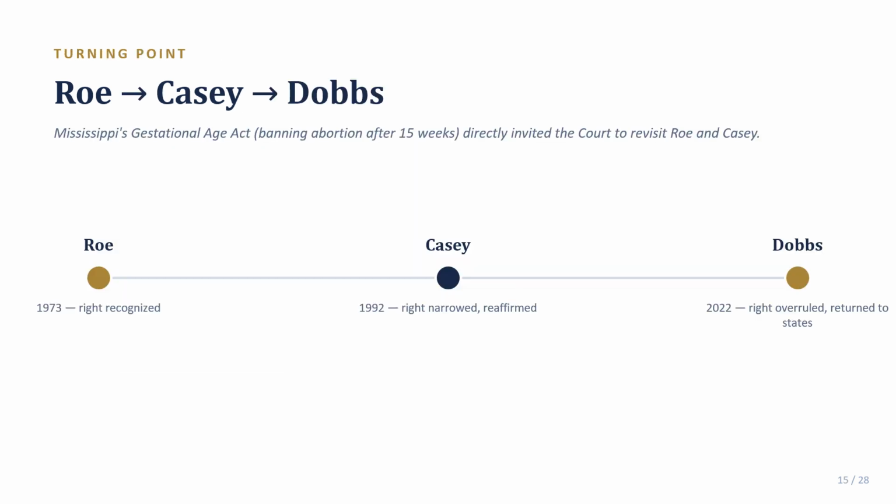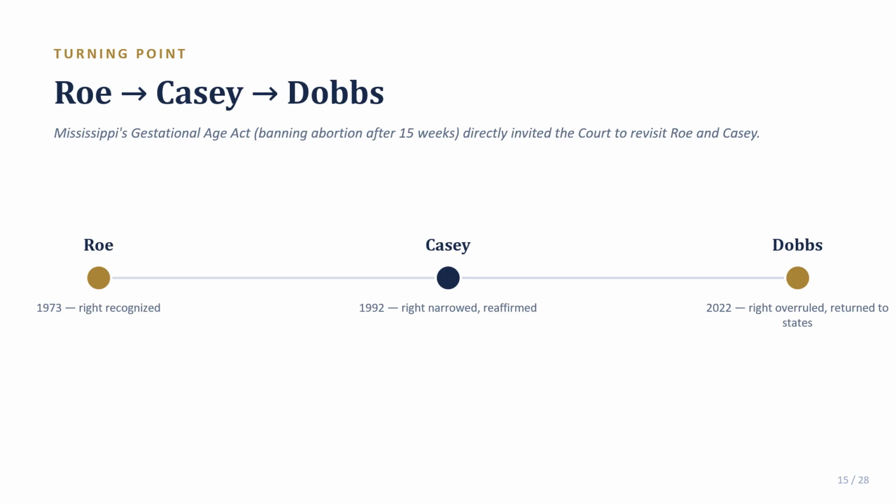Now we're at the turning point. We're at Mississippi's Gestational Age Act, which banned abortion after 15 weeks, and it directly invited the court to revisit Roe and Casey. Okay? Now, I want you to notice something important about how this case reached the court. All right? You have a 15-week ban, and that is flatly inconsistent with both Roe's trimester framework and Casey's viability line. 15 weeks falls well before the roughly 24-week viability mark that both prior frameworks treated as the regulatory threshold.